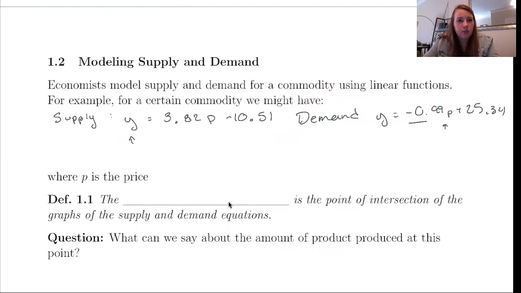So I have a definition and I don't know what that definition is. Oh yeah. I think it's the equilibrium. Actually, we're gonna pause and see if I can figure it out. Okay, I'm back. It was the equilibrium point. I just don't want to tell you guys the wrong thing. Okay, so the equilibrium point is the point of intersection of the graphs of the supply and demand, right?